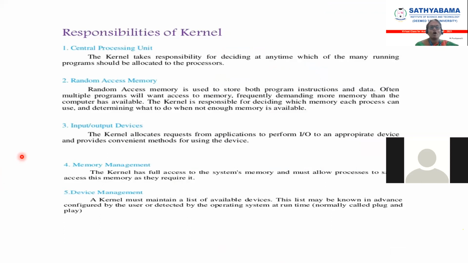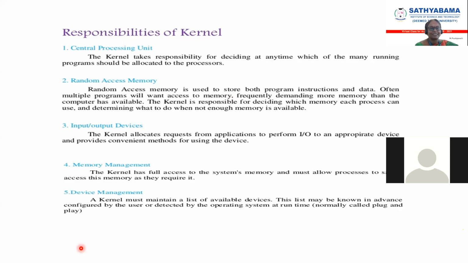Central processing unit, you all know what a central processing unit is. My microcontroller is my central processing unit. So the kernel takes the responsibility of deciding at any time which of the many running programs should be allocated to the processor, when to run, and everything will be decided by the kernel. Once I am starting my car, I told you several times, automatically it will indicate something. You have to put on your seat belt, check whether all your power windows are closed, and if the handbrake is on, you have to release it. All instructions are there. So automatically the central processing unit also comes under the control of the kernel.